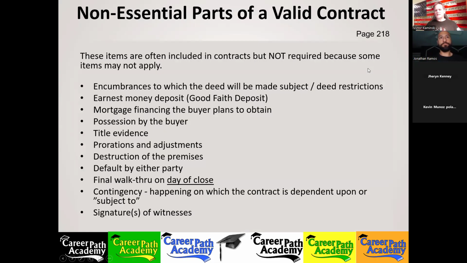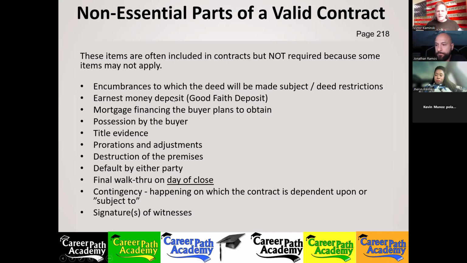These are the non-essential elements of a valid contract. All these things are referred to in our contracts, and they may not apply to every situation, though. So these are the items that are non-essential because they may not apply to your particular instance in your contract. Encumbrances to which the deed will be made subject to, any deed restrictions. You may not have any deed restrictions, so therefore it's not an essential element to be in that contract.